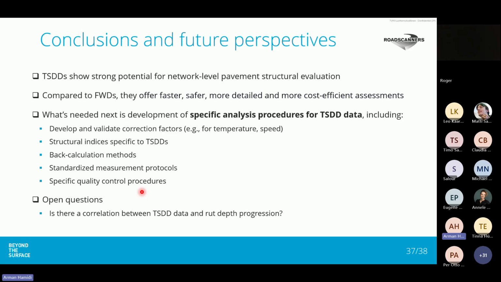And there are also some open questions. For example, an interesting area for further investigation is whether there is any correlation between TSD data and rut depth progression. Rutting can occur in different pavement layers. So if we can separate the rutting in different layers, the component that is related to rutting in sub-layers can be related to measurements from TSD, but this is something that needs to be investigated in future studies.